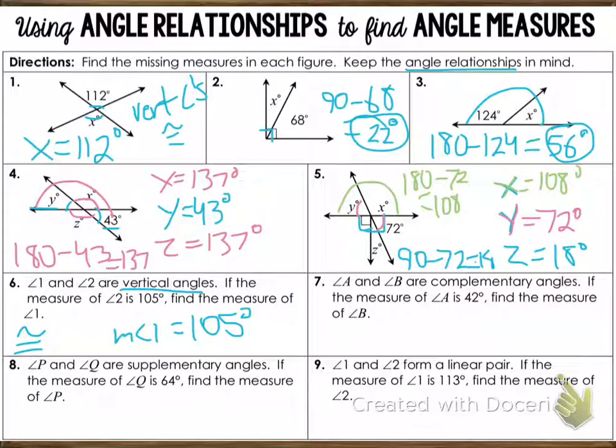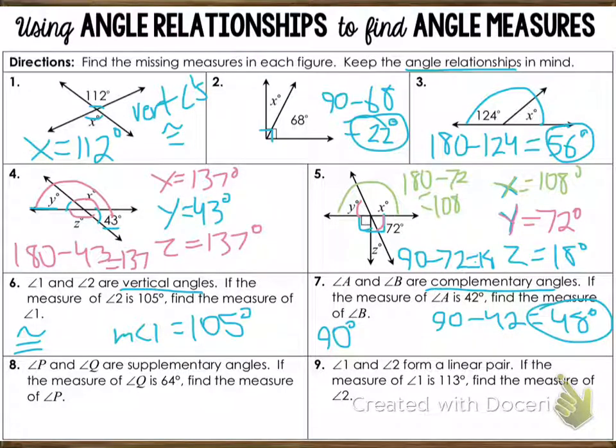So now number 7. Angles A and B are complementary angles, and I should have mentioned it earlier, but 2 would be complementary because in number 2 the angles add up to 90. So there you go. Complementary means they add up to 90 degrees. So if the measure of A is going to be 42, find the measure of B. So we do this by doing 90 minus 42. And when you do that, you get 48 degrees.